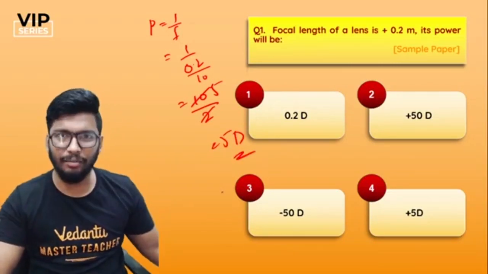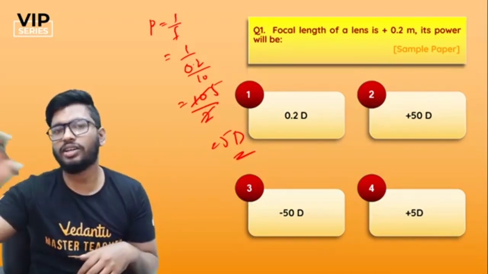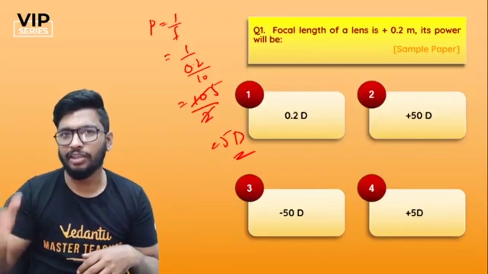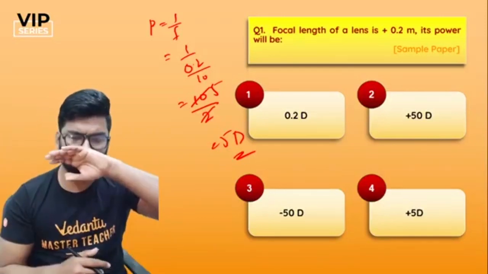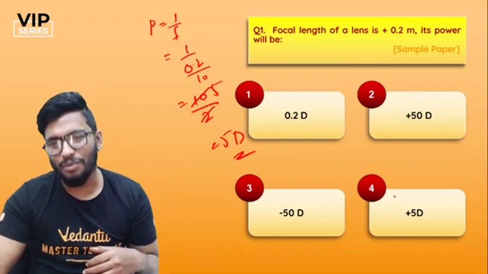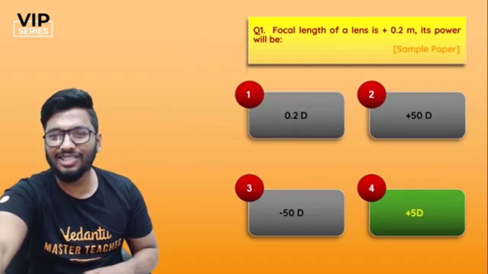See, if it was in centimeter, you'll have to convert it to meter first, because when you convert it, the meter is what is converted to diopter, not centimeter. So make sure that you have an eye on this unit as well. Right? So the answer to this question, guys, would be plus 5 diopter. Simple question, isn't it? So that was the first question, guys.